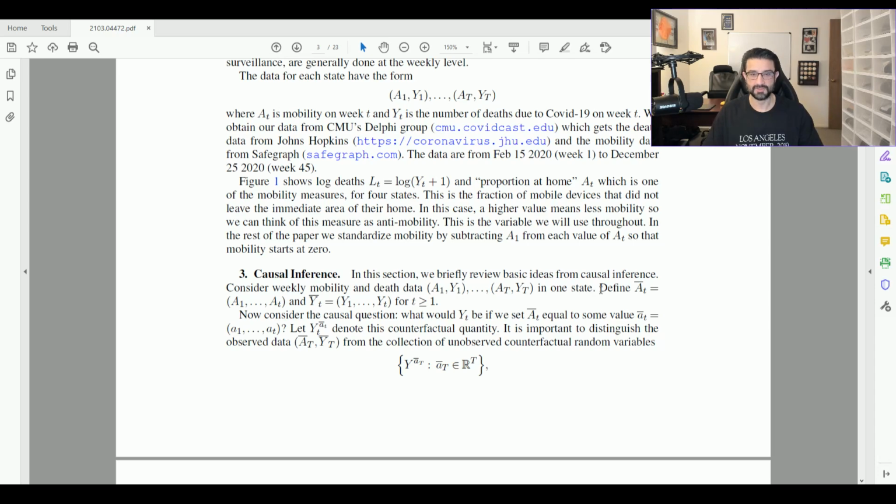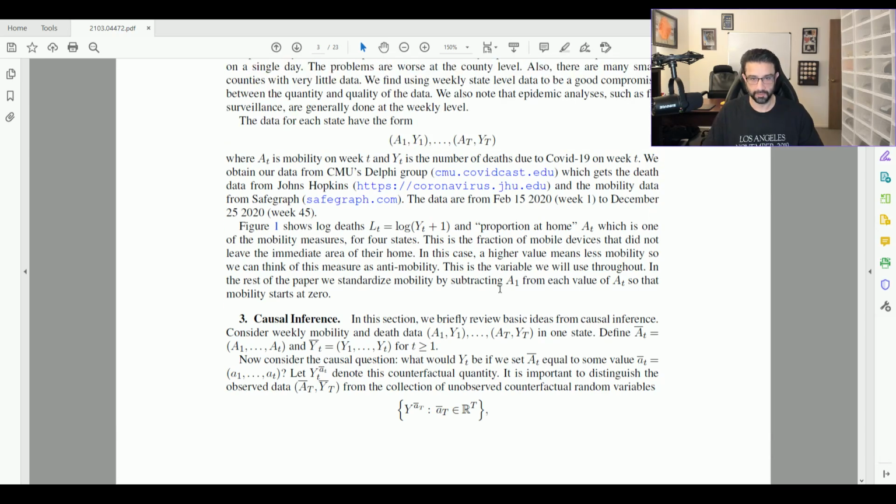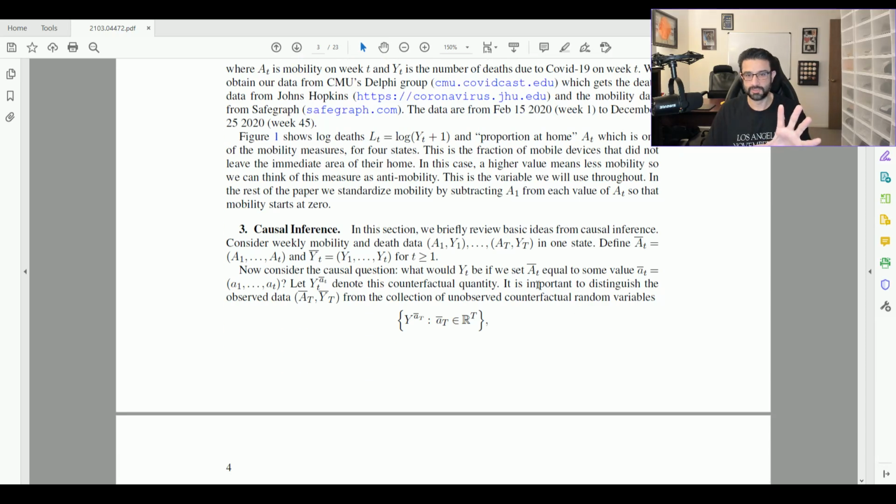Now we dive more deeply into the math. And again, we have the representations of the data from above. So don't get too scared by that. But now we come into definitions. Now we come into what they say, considering a causal question.